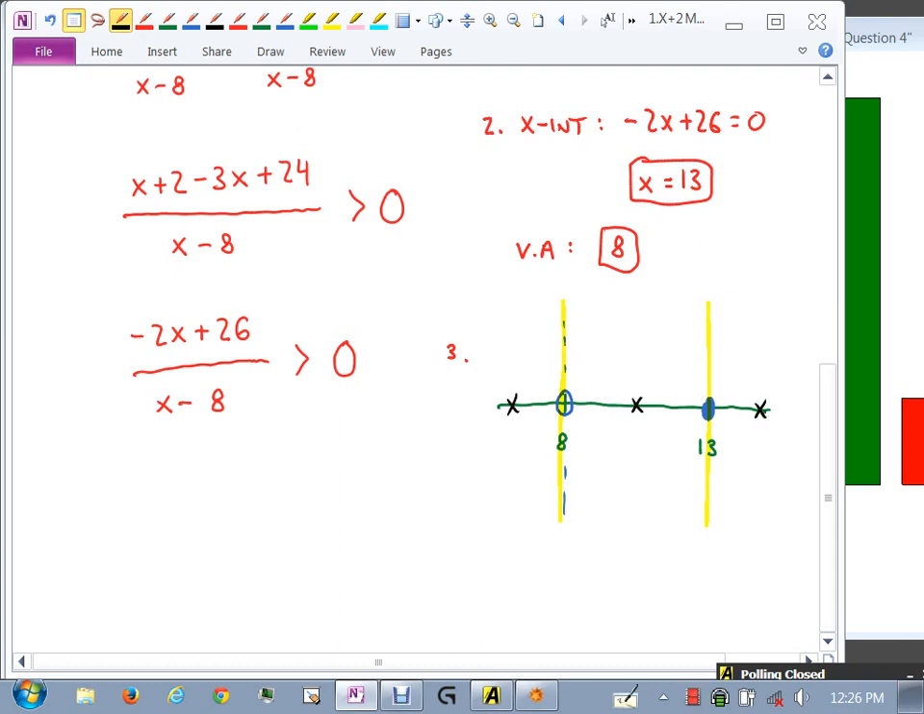This will be interesting. Where are you going to test these points? I say in the notes to go to the original, don't I? You can do it into this one. All right? The only issue that you might run into is, what if this is wrong? Well, then this is probably going to be wrong anyway. So it really doesn't matter. I'm going to pick something to the left of 8. I'm going to pick 0. Between 8 and 13, I'm going to pick 10. To the right of 13, I'm going to pick 14. Okay.